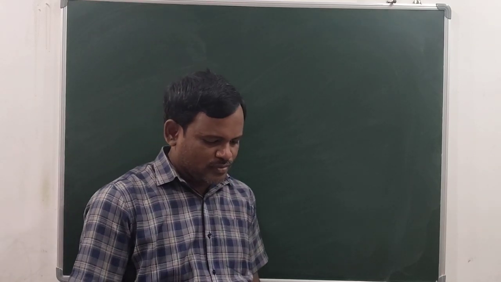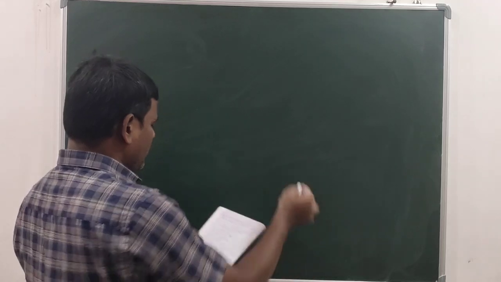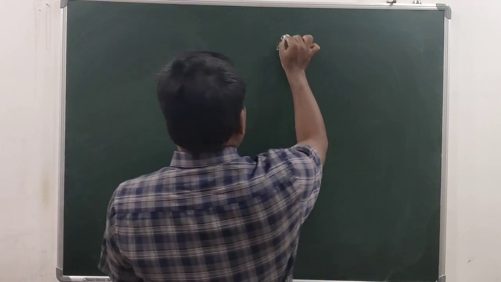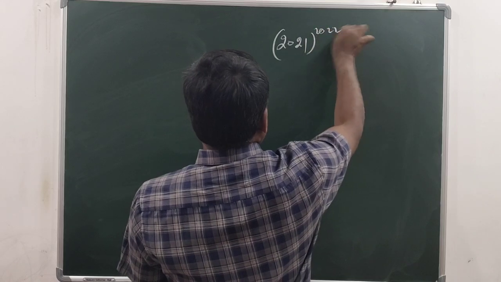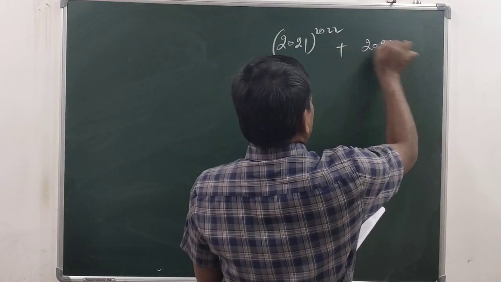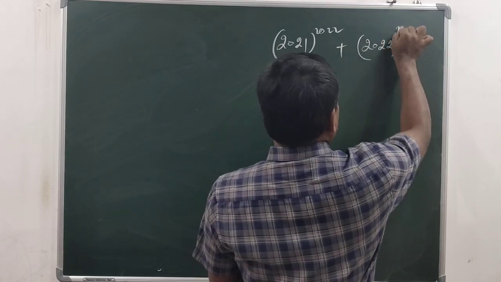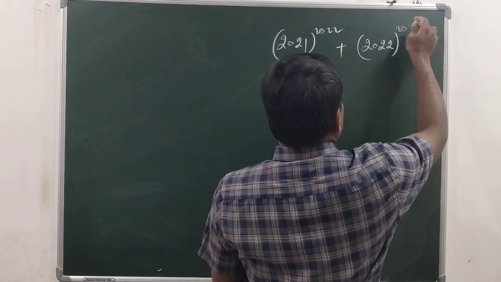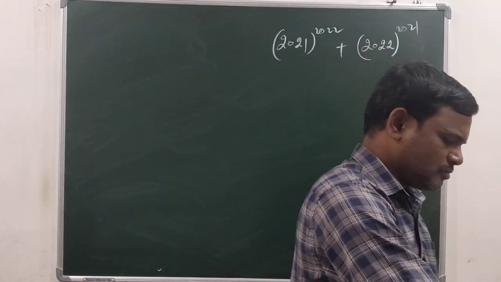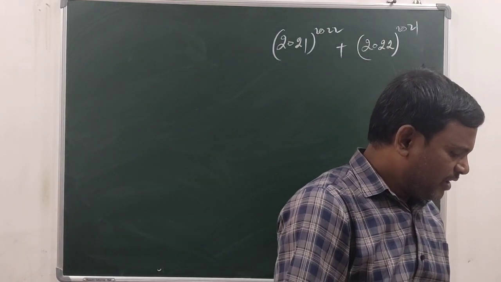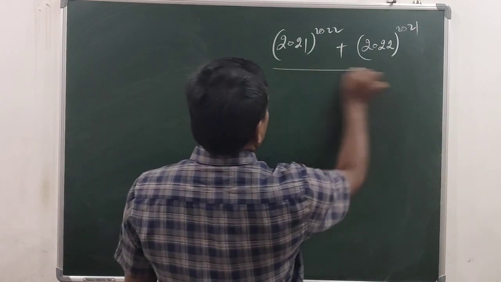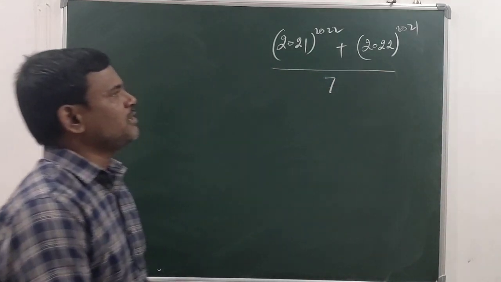Students, what is the remainder when 2021 to the power 2022 plus 2022 to the power 2021 is divided by 7? What is the remainder when it is divided by 7?